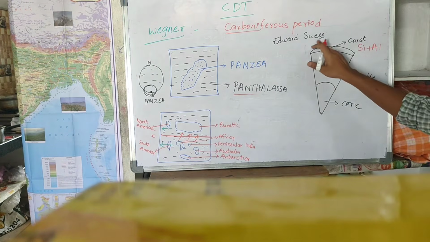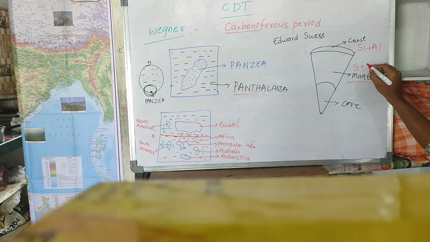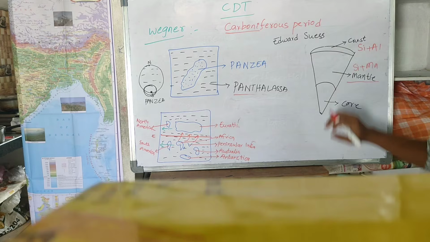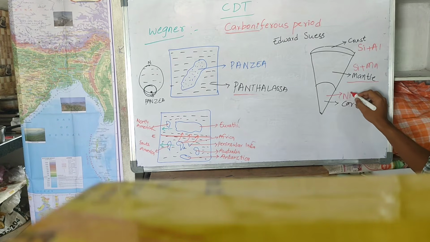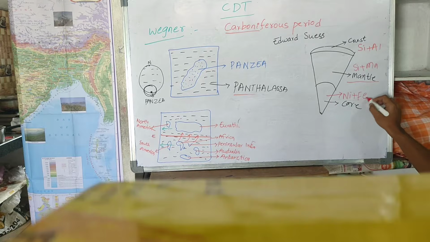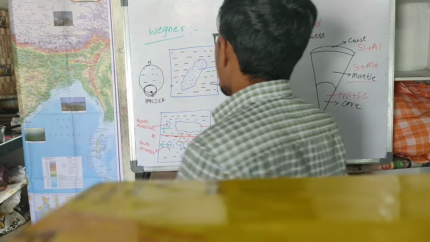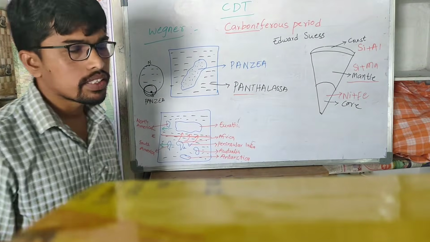So Edward Suess called this the sial. Next, the mantle is made up of silica and magnesium, so he called the mantle the sima. And the core is made up of nickel and iron, so he called this the nife. So Wagner took Edward Suess's classification as a reference.